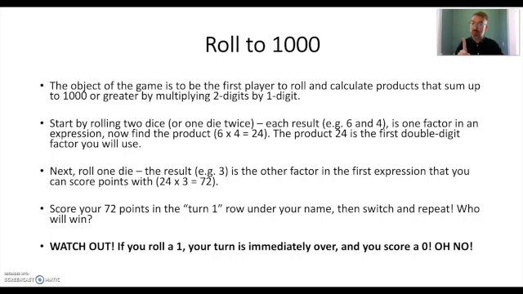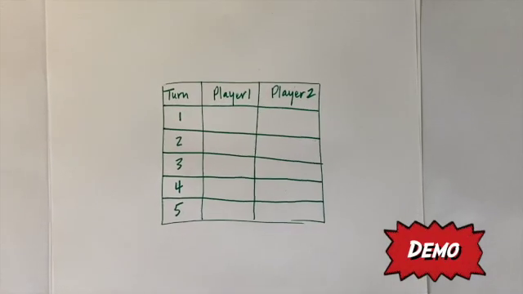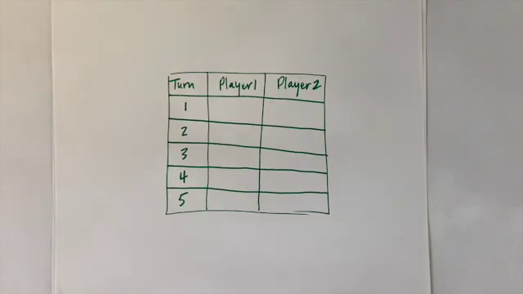One really important rule. Watch out. Because if you roll a 1, your turn is immediately over, and you score a 0 for that turn. A 0, no. Notice that I'm not spending too much time making these tables.